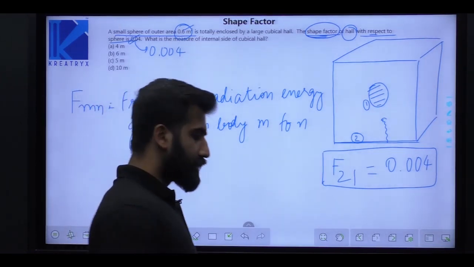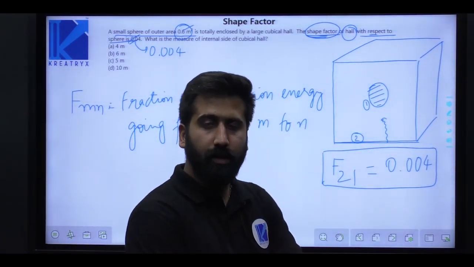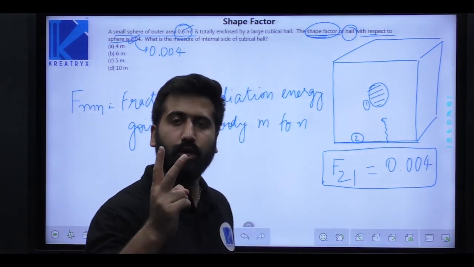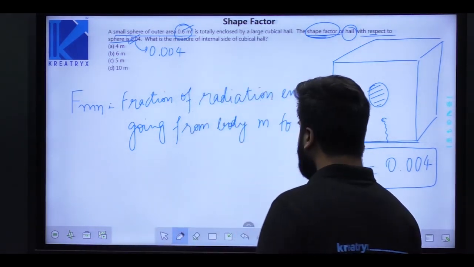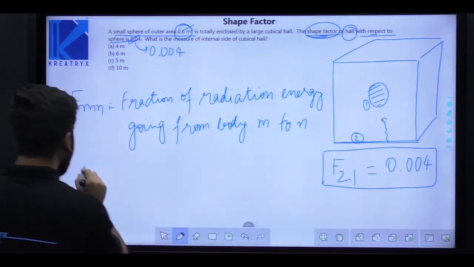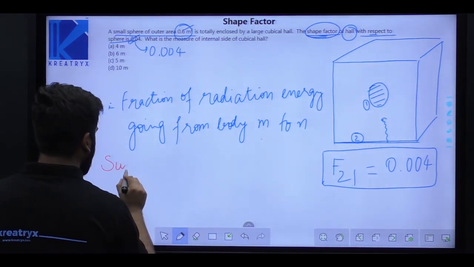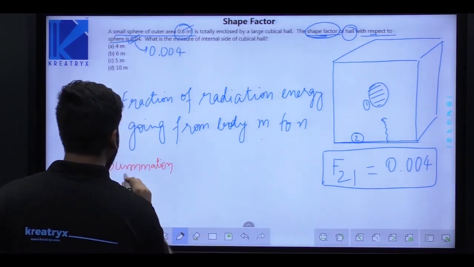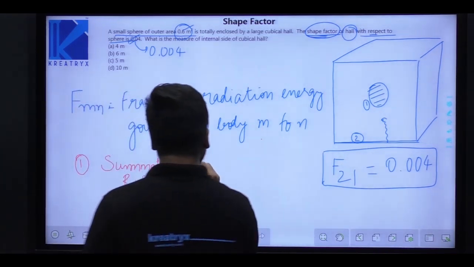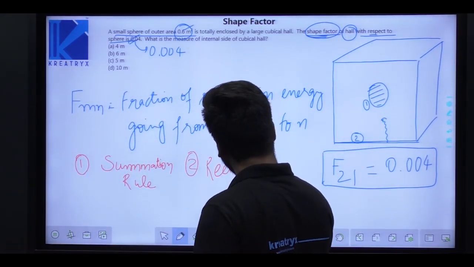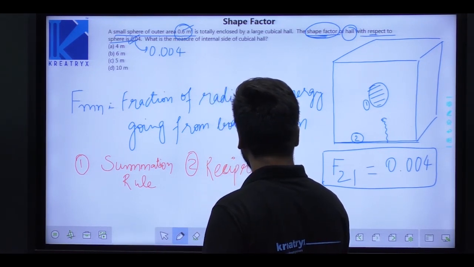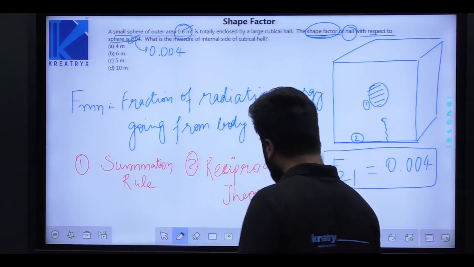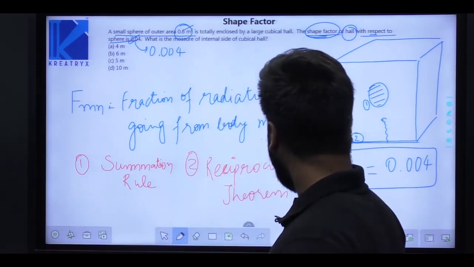Whenever this type of question comes, which involves the use of shape factor and the use of area, you always have to use two theorems that you must have studied. The first one is the summation rule, and the second one is the reciprocity theorem. Mostly the questions will be solved by these two theorems or rules only.